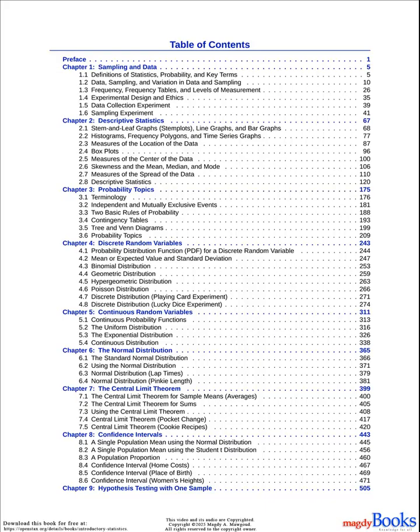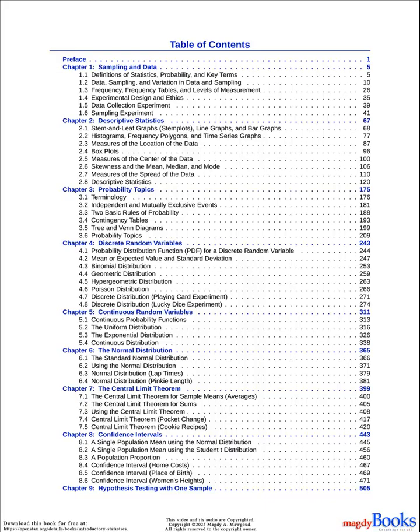Chapter 8. Confidence intervals. 8.1. A single population mean using the normal distribution. 8.2. A single population mean using the student t-distribution. 8.3. A population proportion. 8.4. Confidence interval, home costs. 8.5. Confidence interval, place of birth. 8.6. Confidence interval, women's heights.